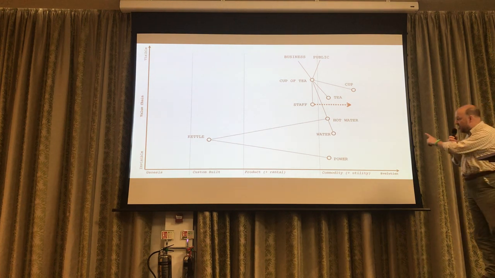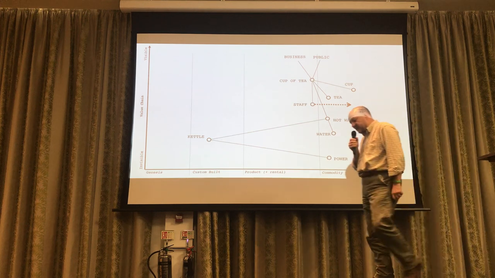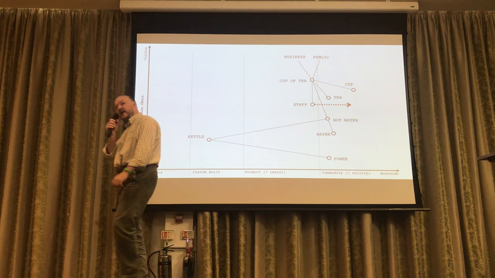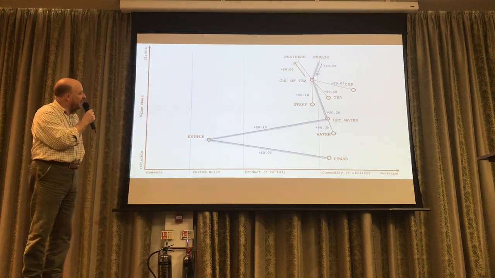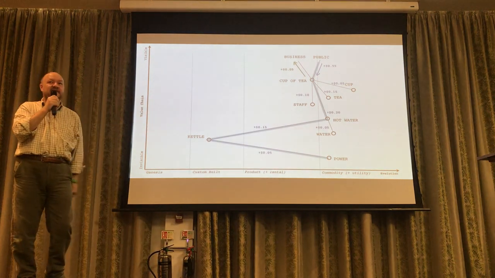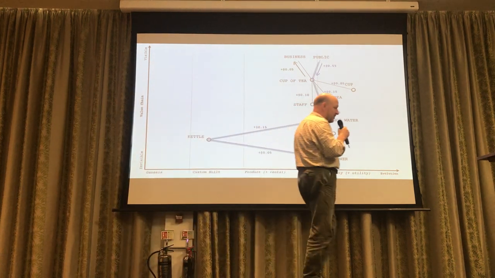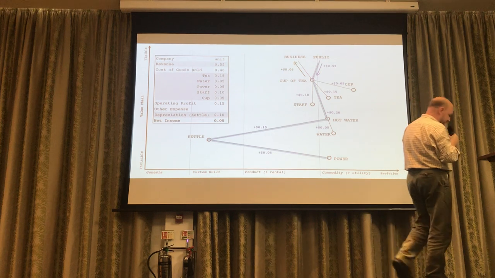And then each of these nodes on this map is actually a stock of capital. And each of the lines is a bi-directional exchange of capital. So we can add metrics to it. The public gets a cup of tea for 55 cents. So there's a physical exchange for a financial exchange. And from that, we can build a P&L.